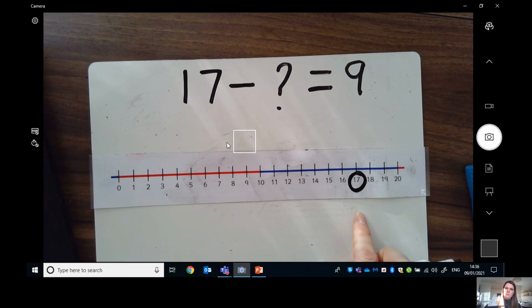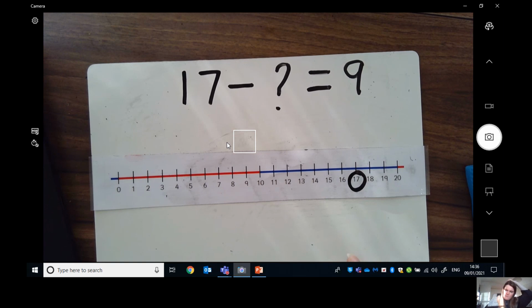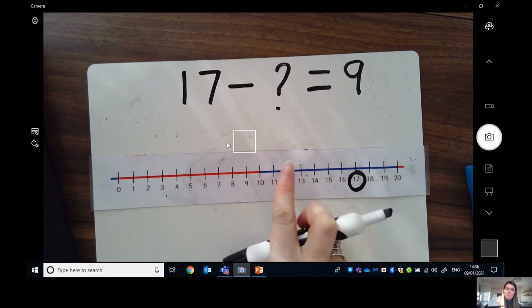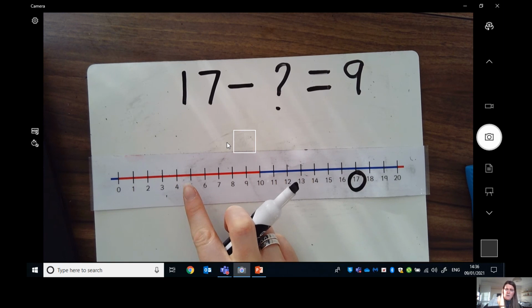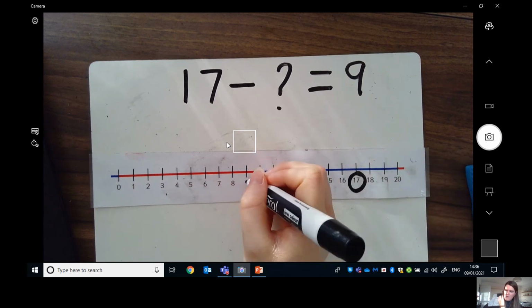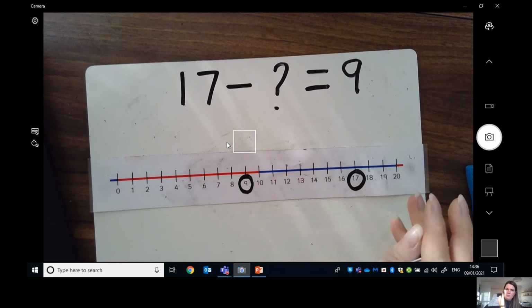Should we make our jumps? Oh, not yet. Why not yet? Exactly, because we haven't circled the number we need to jump to. This time, instead of knowing how many jumps we need to make, we need to figure out how many jumps we made. So the other number I circle is 9. Absolutely. All right, I've circled the number 9.